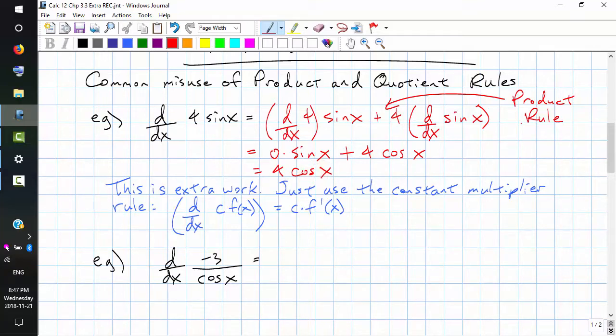Okay, this is extra work. You just don't need to do it. Use the constant multiplier rule. The derivative of c times f of x is c times the derivative of f of x. And that is just this. We're taking the constant multiplier, multiplying the derivative of the function. It's not wrong to do this, but it's a waste of time.